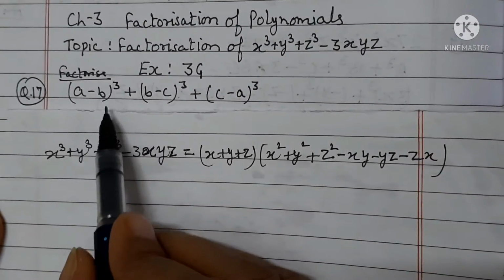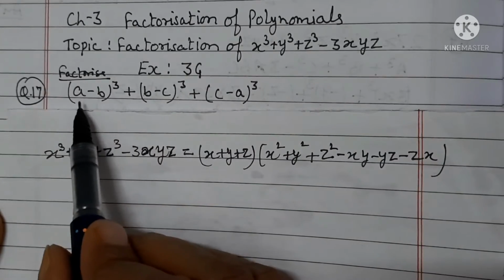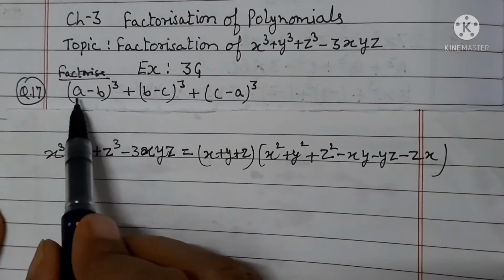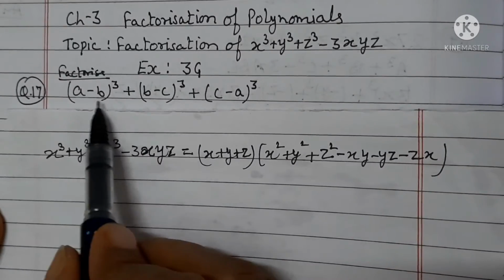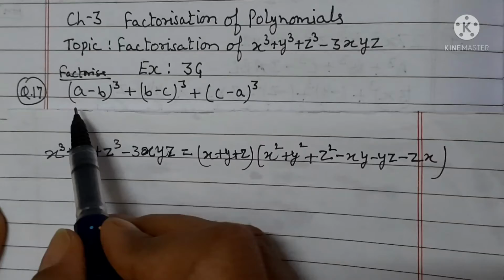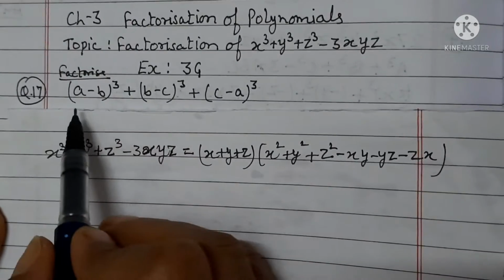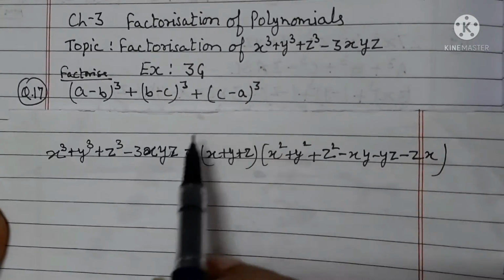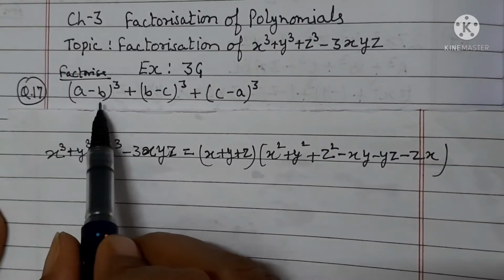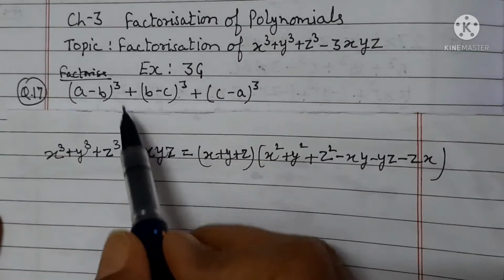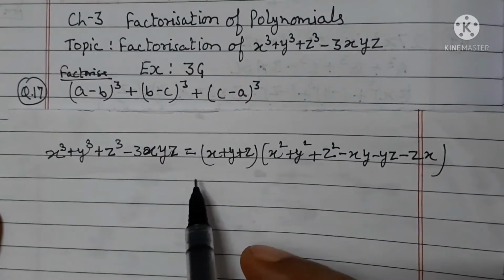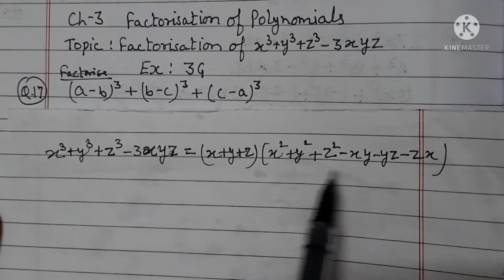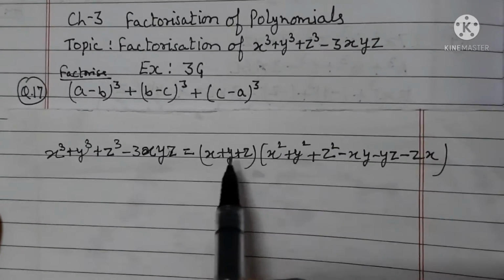Such type of questions are in the form a cube plus b cube plus c cube, but here a and b are already used in the question. So we will not take a, b, c, we will take other variables, x cube plus y cube plus z cube. We will not open it with the formula of whole cube. We will use the concept that x cube plus y cube plus z cube minus 3xyz is equal to these factors.